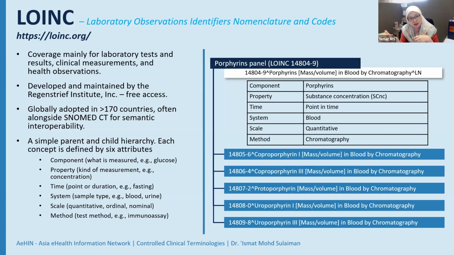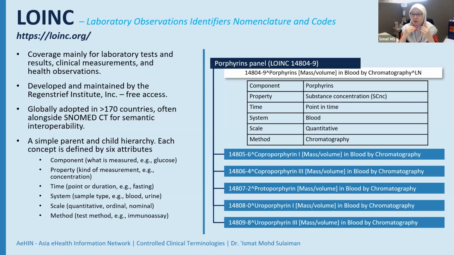whereas the result of the test, for example, high blood pressure, low blood pressure, or high troponin, low troponin, and so forth, that result or its representation is done in SNOMED. So that's why you can see a lot of other countries doing the same thing. They usually use LOINC and SNOMED hand in hand.